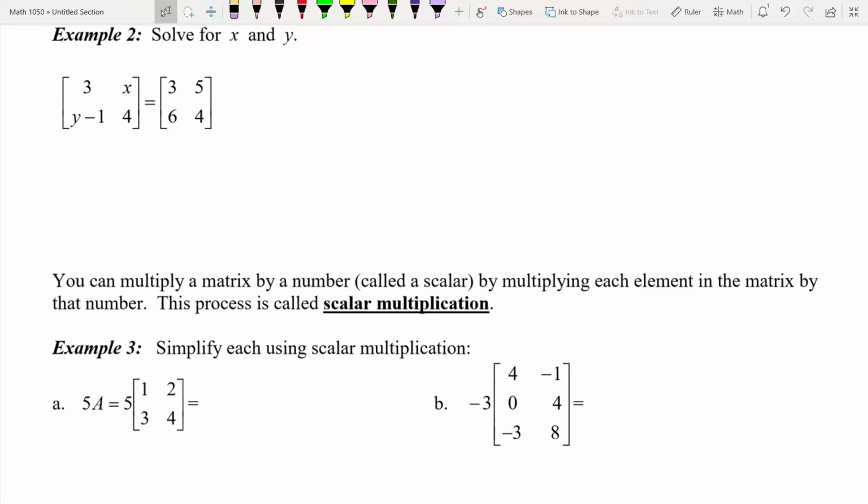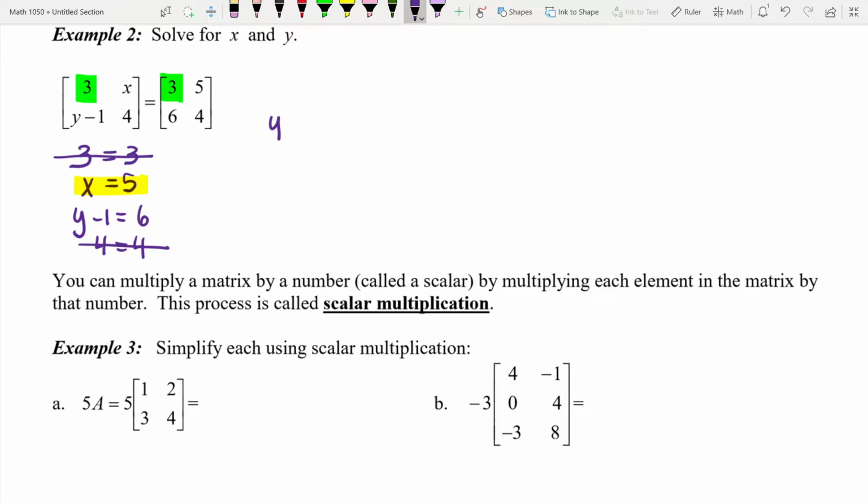Okay? Question 2 is also very easy. If one matrix is equal to another matrix, then the left corner is equal to the left corner. So you write down the 3, and then the next thing you see is an equal sign, and then you have a 3. Top right, x equals 5. Bottom left, y minus 1 equals 6. Bottom right, 4 equals 4. Great that 3 equals 3 and 4 equals 4, but that doesn't help me do my task, which is to find x and y. Well, I've already found x, it's 5. Then if I move my 1 over, I get y equals 7.